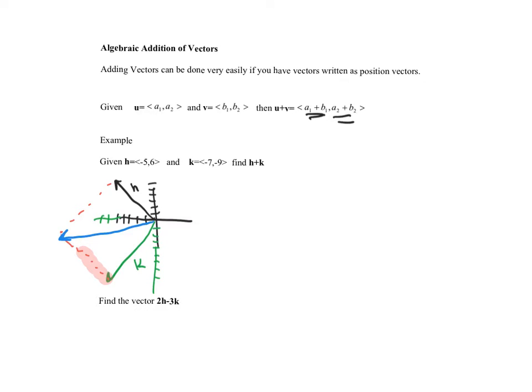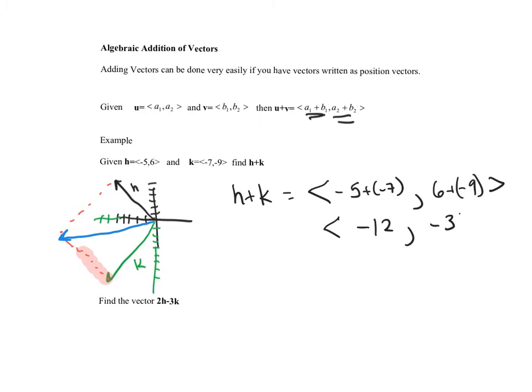And what you can see here is if I want vector h plus k algebraically, I'm just going to take the x components and add them together. So negative 5 plus negative 7. And then I'll add the y components together, which are 6 plus negative 9. Now if I add those together, I get negative 12 and negative 3. So this sum vector h plus k is negative 12, negative 3. So right away, I know what my sum is. If you have it in component form, it's really, really simple to find the sum.